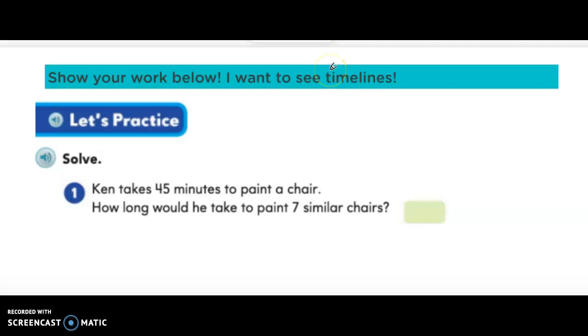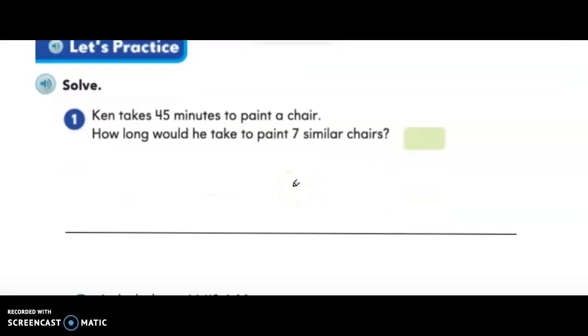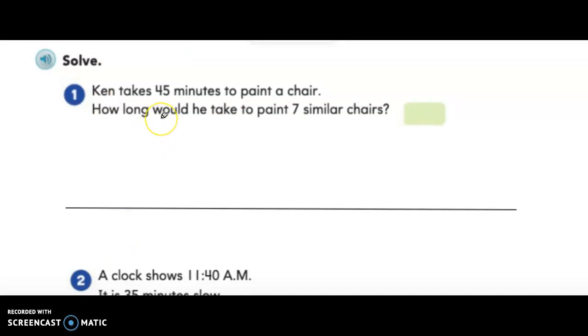So you are going to be doing some practice here. So Ken takes 45 minutes to paint a chair. How long would he take to paint 7 similar chairs? So now this one, you will not need a timeline, so this will be gone when you do that. But you will need to show your work of converting it into hours and minutes. And I will write that for you.